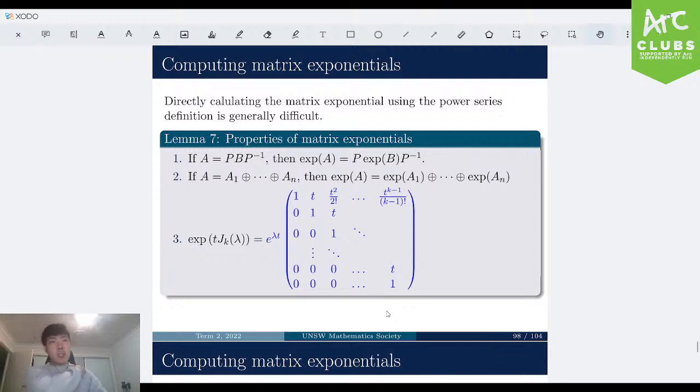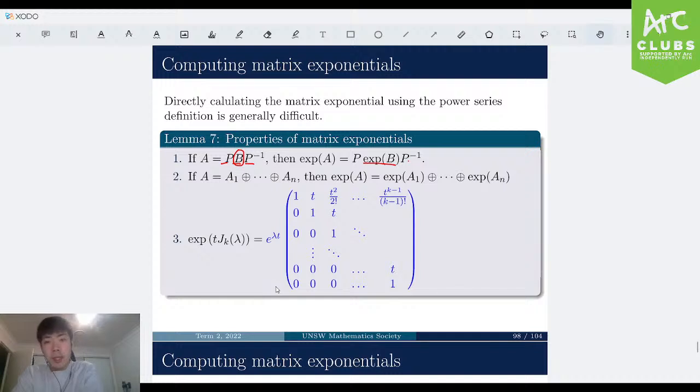Now, some further properties of the matrix exponential. If you can rewrite A in the form of P times some matrix times P inverse, then the exponential of A is just P, then the exponential applied to the matrix in the middle, and then P inverse again. Second property: if you have A written as a direct sum of a bunch of other matrices, then the exponential of A is just applying the exponential to each of those matrices and then direct summing afterwards. Okay?